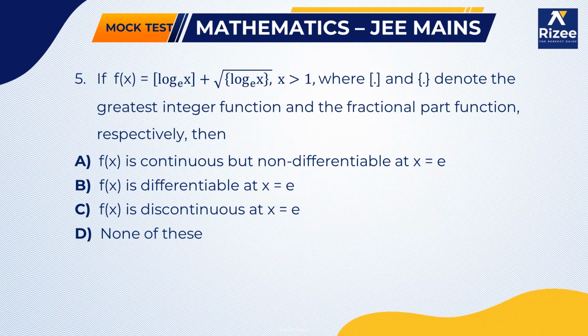Next question. f of x is equal to [log e power x], where the bracket denotes the greatest integer function. This part denotes the fractional part. So f of x equals the greatest integer of log x plus the square root of the fractional part of log x.